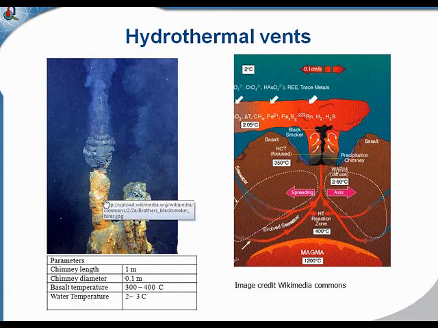So the model that we have here, we're going to simulate the black smoker chimney of a length of roughly 1 meter with a chimney diameter of 0.1 meters. The basalt temperature is roughly between 300 and 400 centigrade, with the water temperatures between 2 and 3 centigrade. Now there are obviously convection processes that are occurring here, and this is a little bit more expanded region showing the magma and the circulation of seawater that's occurring here.